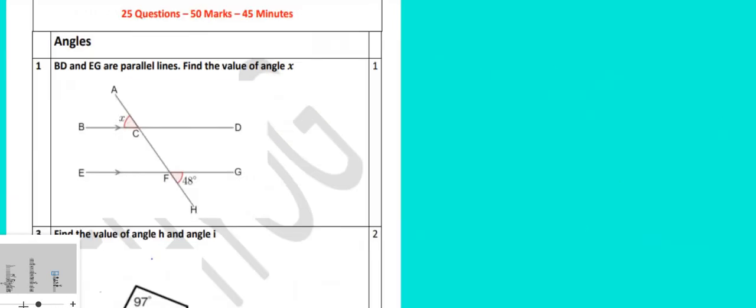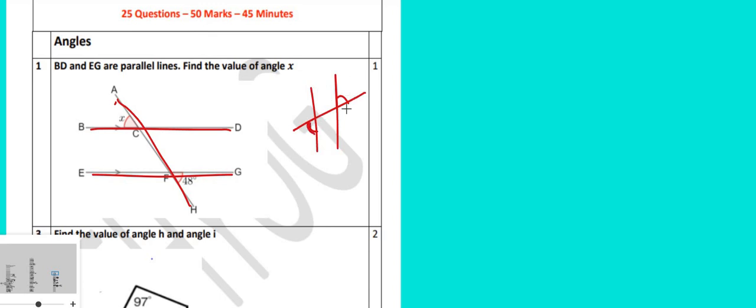Looking at our next sum, that is sum number 1. BD and GE are parallel lines. Find the value of x, angle x. So here it is very simple. By looking at the figure, we can understand the shape that it forms, this and this line right here. This, if we invert it, forms the shape of an H right here.